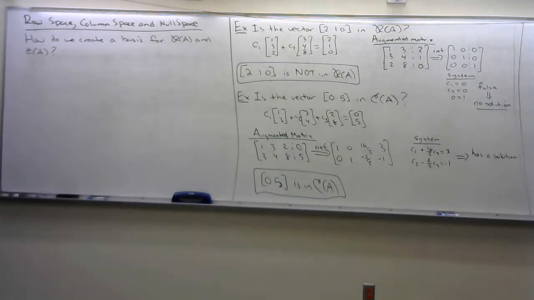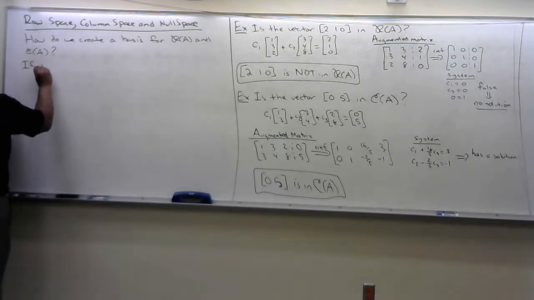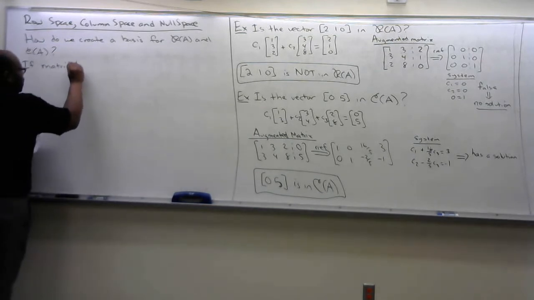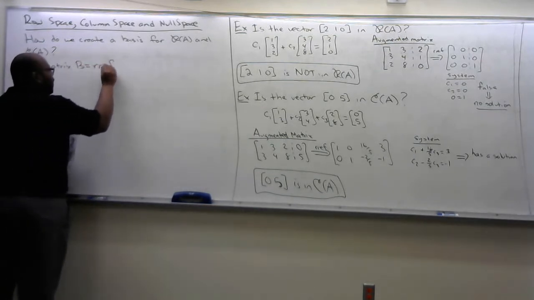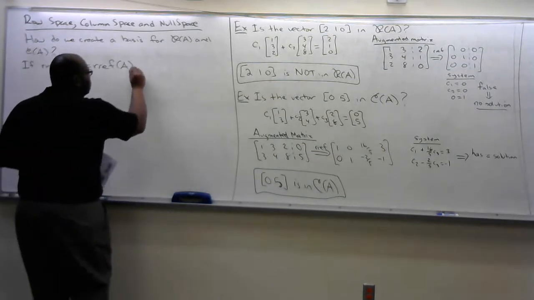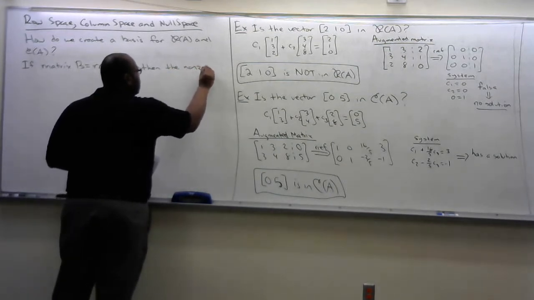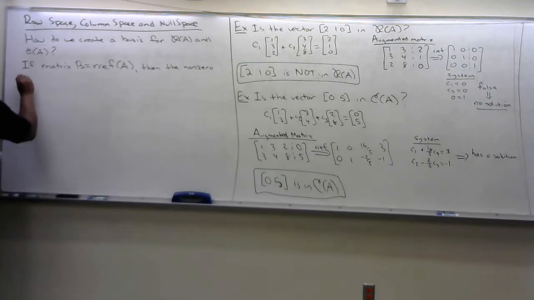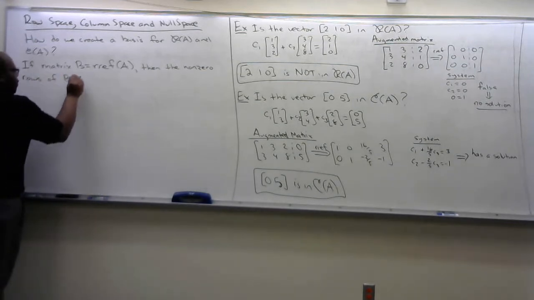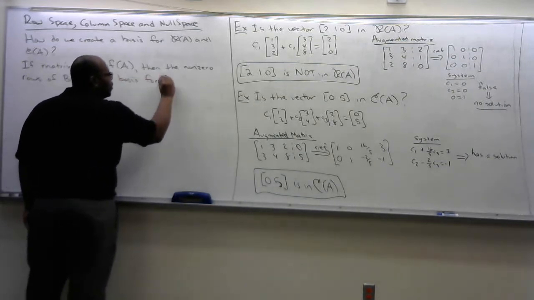And so we're going to use this theorem. It says this: if matrix B is equal to the reduced row echelon form of A, okay? So I'm taking the reduced row echelon form of A, I call it B, no big deal there. Then the non-zero rows of B form a basis for the row space of A.